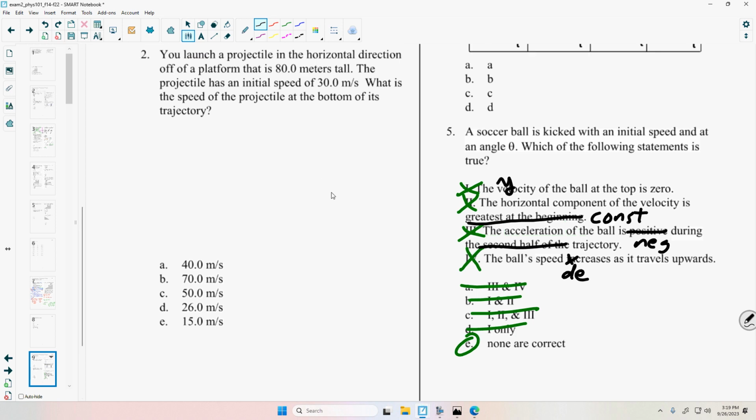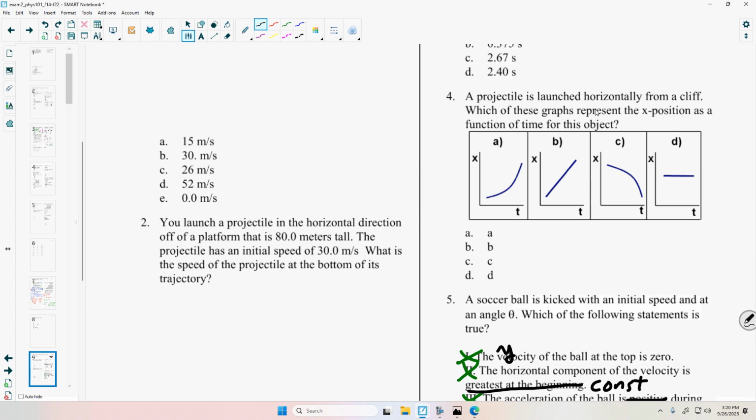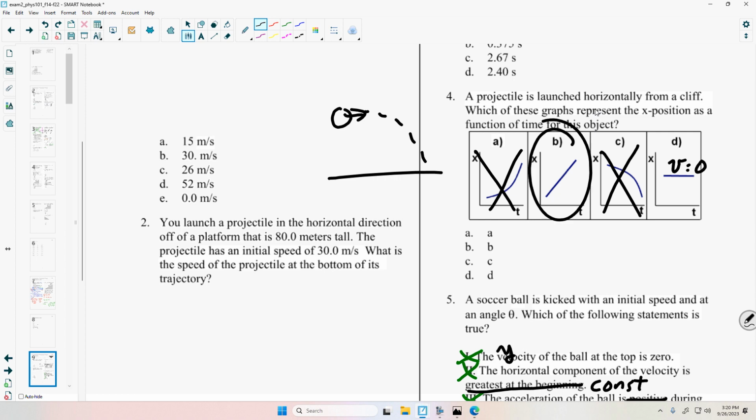All right, good questions here, y'all. You know how to do this one? So, a projectile launched horizontally, like that. Describe the x position versus time. So I'm thinking about the x motion. I know in the x motion, the x velocity is constant. So I'm looking now for a plot with constant slope. That gets rid of that one and that one. This one has a velocity equal to 0. So that means it has to be the one where it has a constant, in this case positive, velocity.